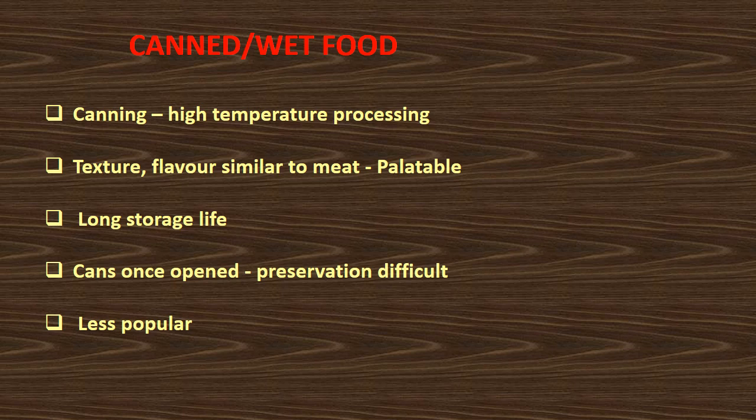Here the texture and flavor will be similar to meat, with very good palatability and very long storage life because it is completely sterile. We can store it for even up to 3 years. The only thing is, once the cans are opened, preservation is difficult and it should be finished or stored in a refrigerator. It may also cause overcooking or make it more tender and soft, so sometimes canned pet food is less popular.